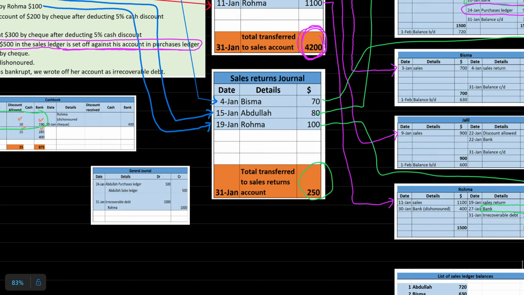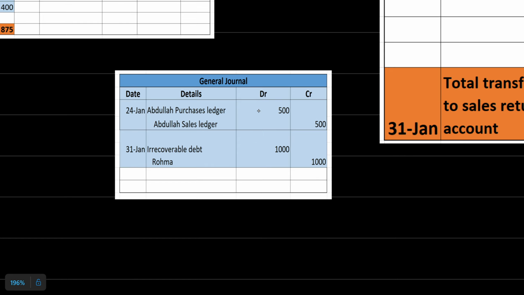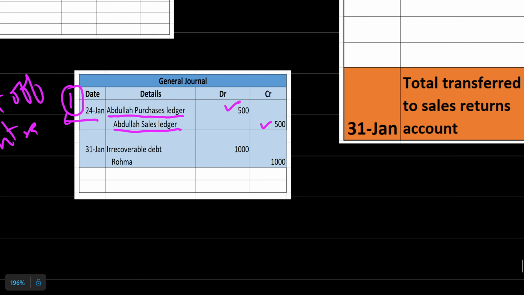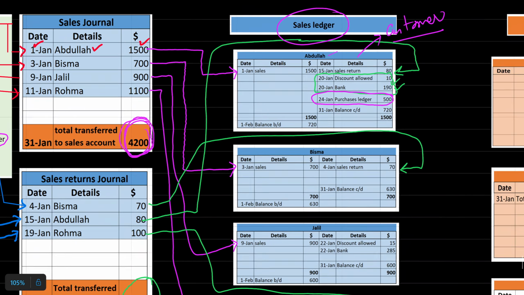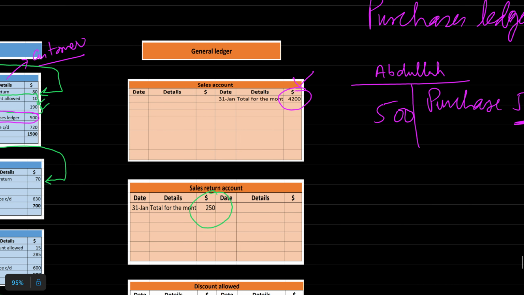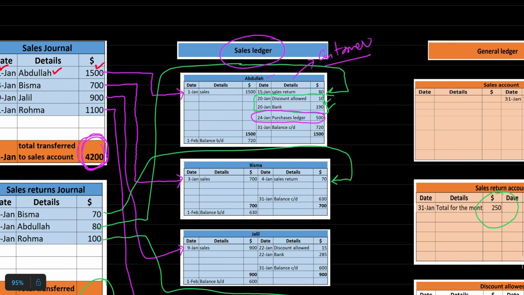First of all, we will make a journal entry in the journal. Abdullah's purchases ledger account will be debited and Abdullah's sales ledger account will be credited. This entry is also known as set off or contra. First of all, the transaction will be recorded in the journal and then posted to his two accounts, one in the sales ledger and the other in the purchases ledger. Now this account is cancelled and this 500 will be decreased from the receivable amount.